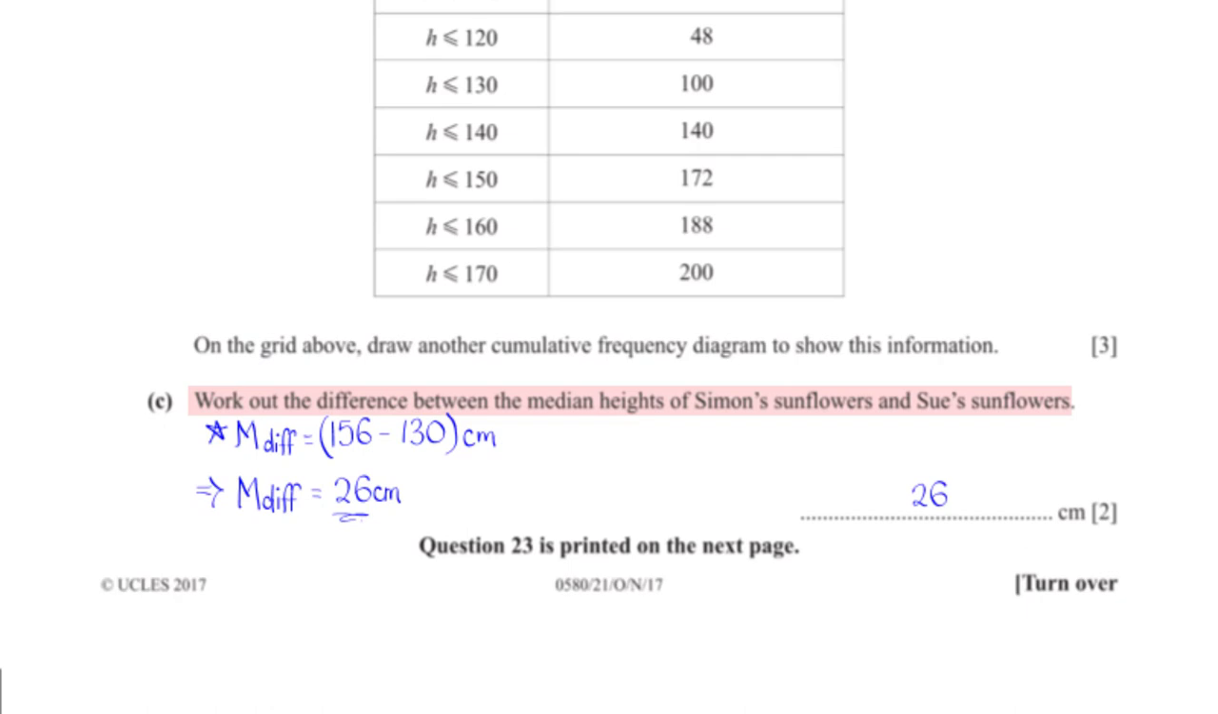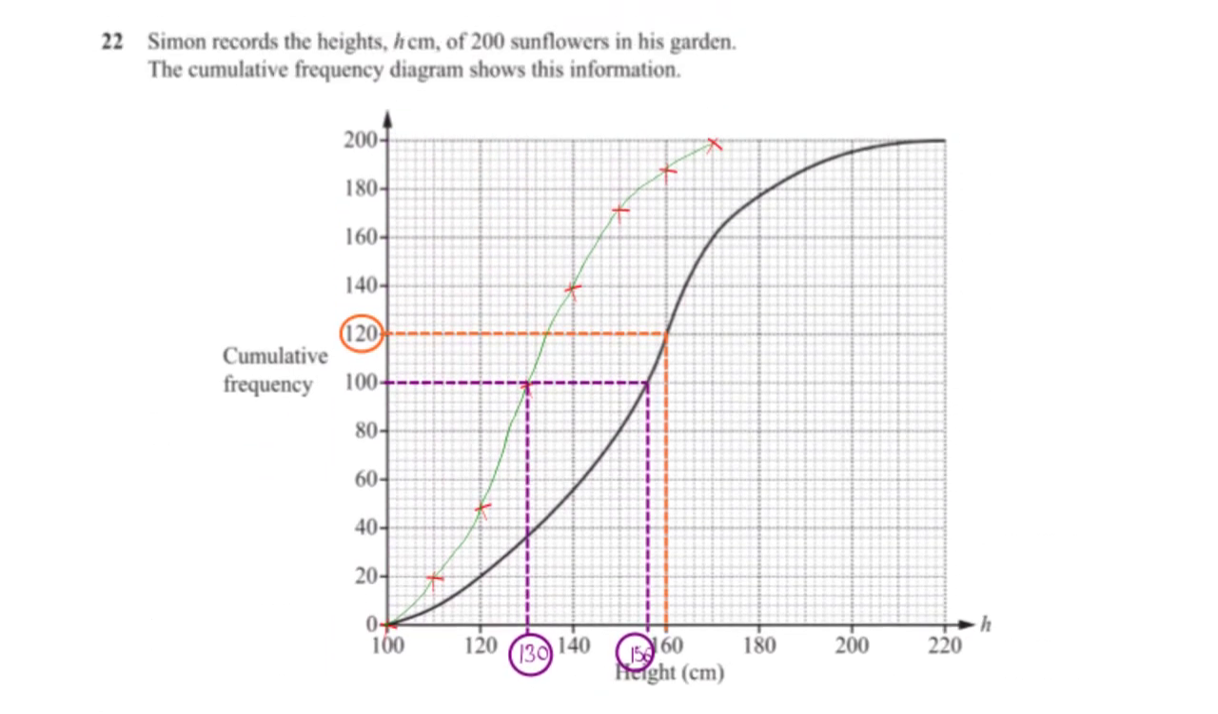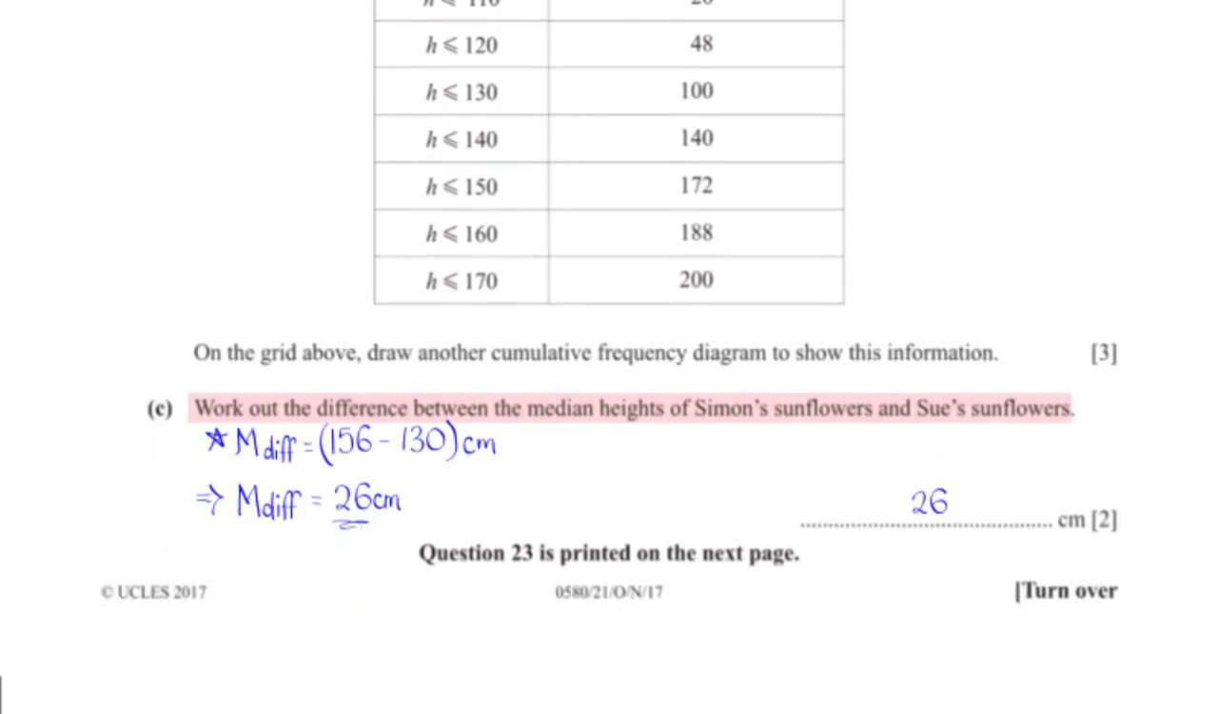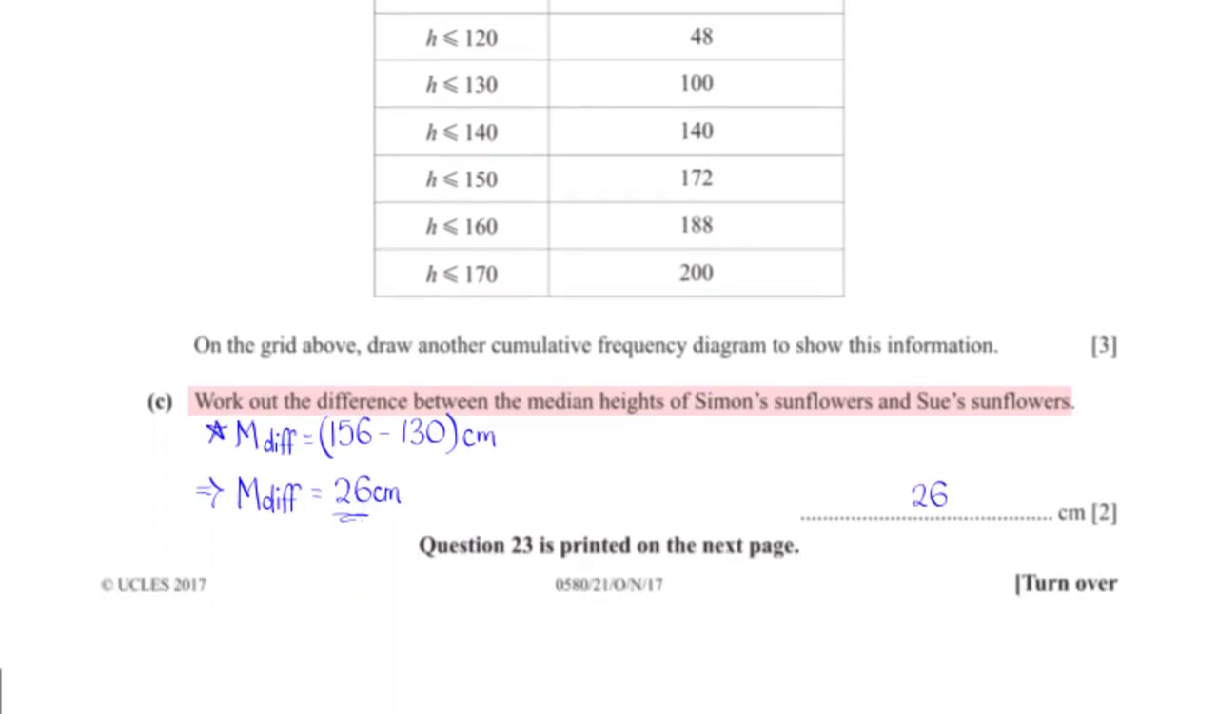Work out the difference between the median heights of Simon's sunflowers and Sue's sunflowers. So from the graph, the median of Simon's sunflowers is 156 and the median of Sue's sunflowers is 130. And so the difference of the median height, which is 156 minus 130, gives us 26 centimeters.